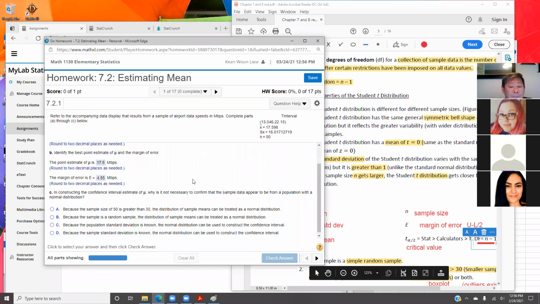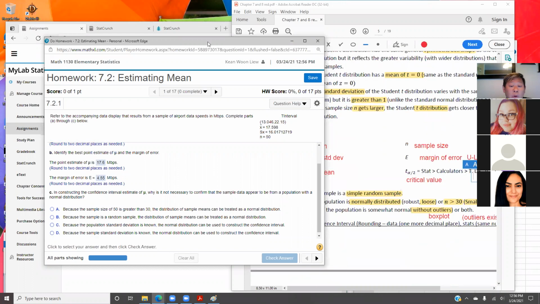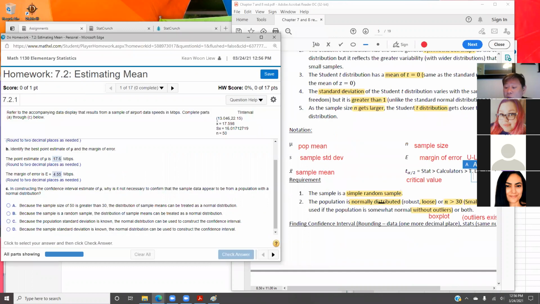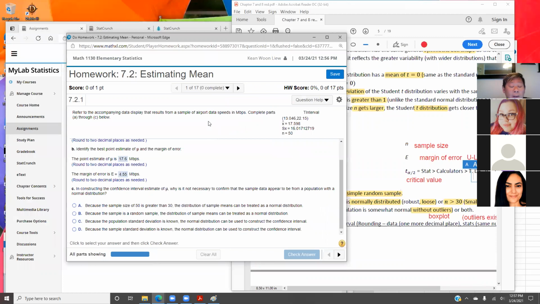And now, in constructing the confidence interval, why is it not necessary to confirm that the sample data appear to be from a population that is normally distributed? If you remember the conditions or requirements, it is normally distributed or the sample size is more than 30. What is the sample size in this case? 50. The reason we do not worry about the population being normal is that the sample size is 50, which is more than 30.